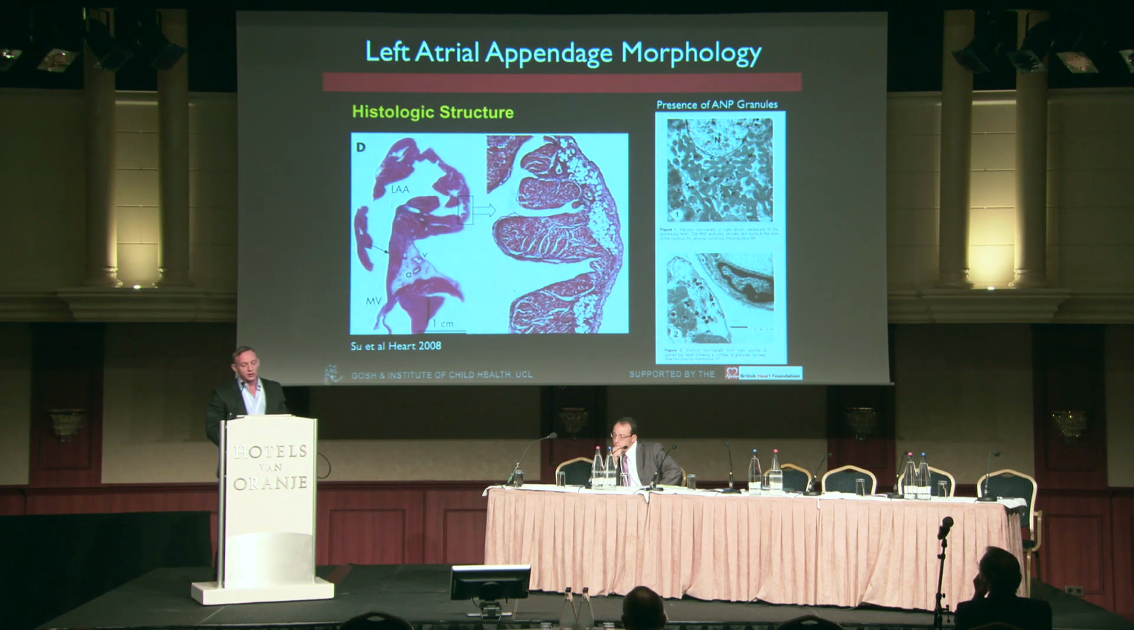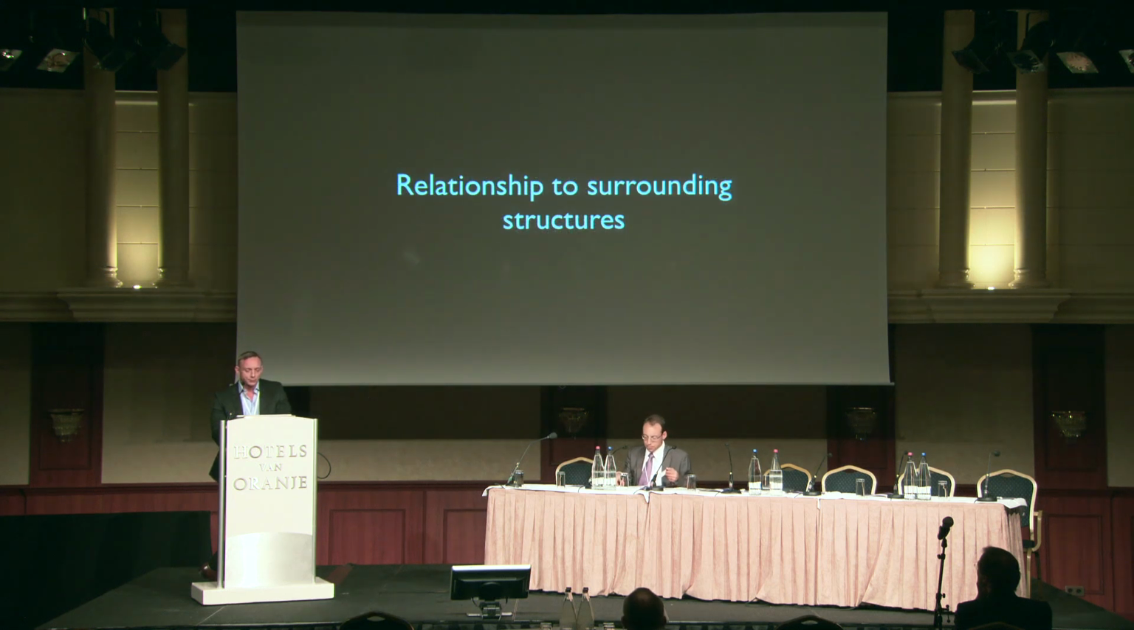If you look at that histologically, then you can see the pectinate muscle bands here and the left atrial myocardium in between those bands is only a fraction of a millimeter in thickness. And as I say, it's these muscle bundles here which contain the ANP granules, which can be secreted during life.